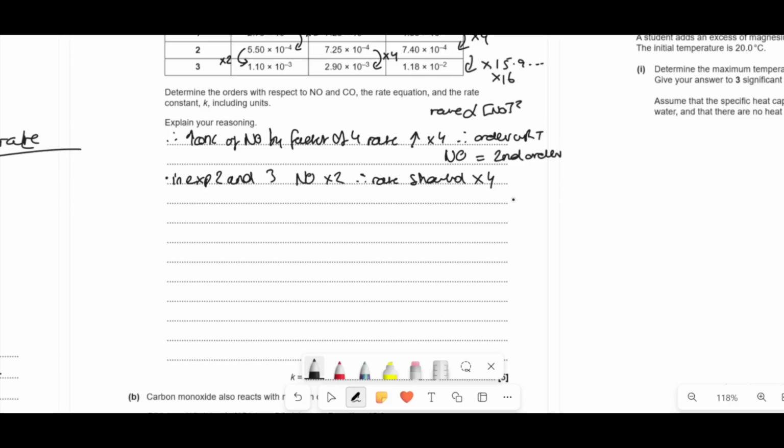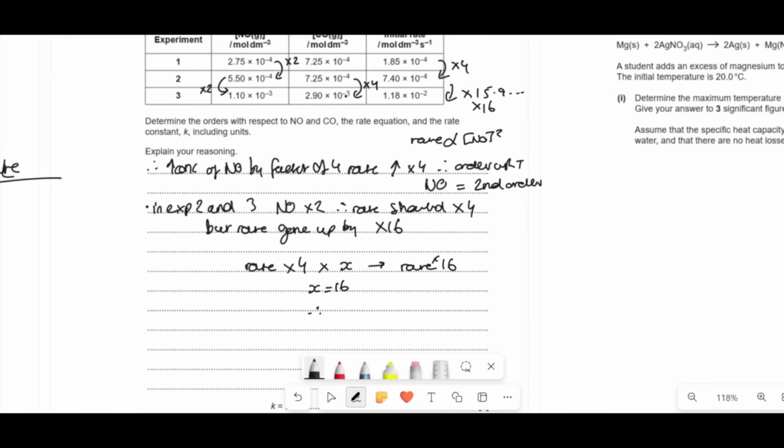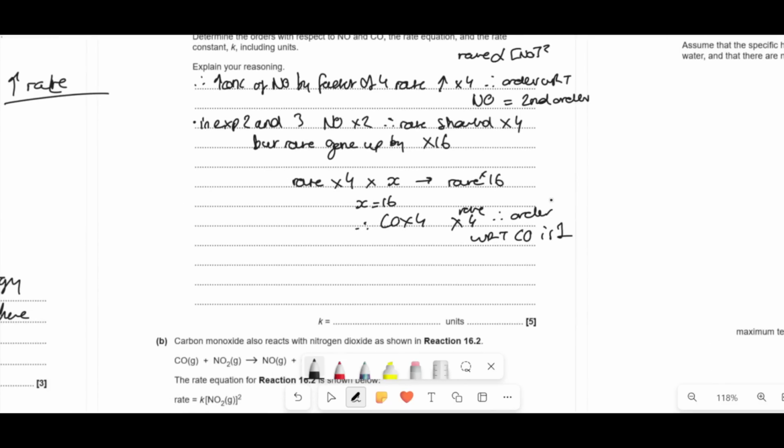So the rate should have gone up by 4, but the rate's actually gone up by times 16. We know that the NO has contributed a times 4, so it's times by something else to give us your rate times 16. So 4 times something gives us 16, so that something must be 4. Therefore, the only thing that we changed that wasn't the NO was the CO. So the CO times by 4 has times the rate by 4. Therefore, the order with respect to CO is 1. So your rate equation is going to be rate equals K times the concentration of NO squared times CO, right?